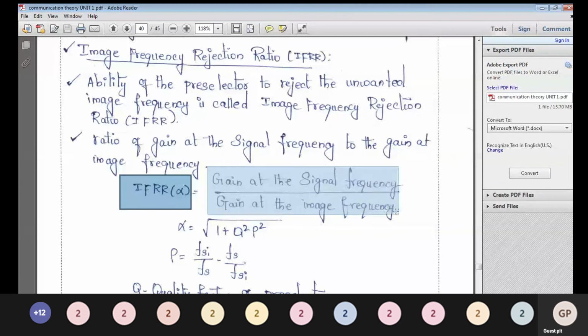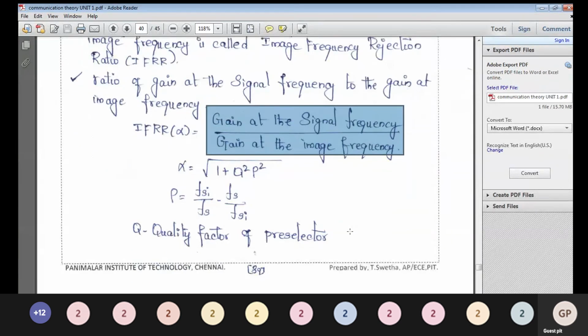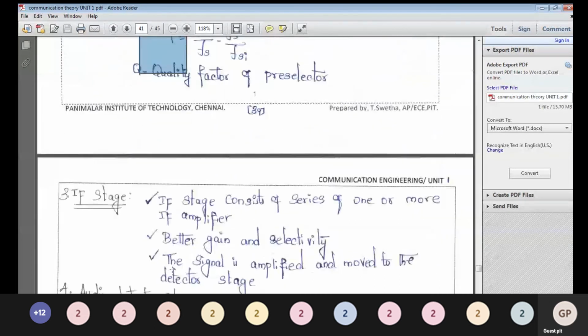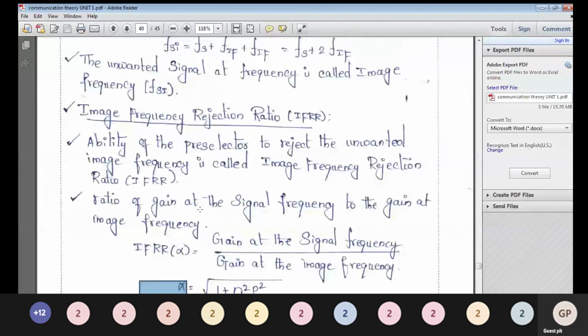That is equal to the gain at the signal frequency divided by the gain at the image frequency. This alpha is equal to the square root of 1 plus Q squared into rho squared. This is the formula to calculate the rho value. Q is the quality factor of the pre-selector. It is already given. So we have to calculate this ratio: the image frequency divided by the desired frequency, minus the ratio of the signal frequency divided by the image frequency. This is the ratio rho. We substitute this one. So this term is over.